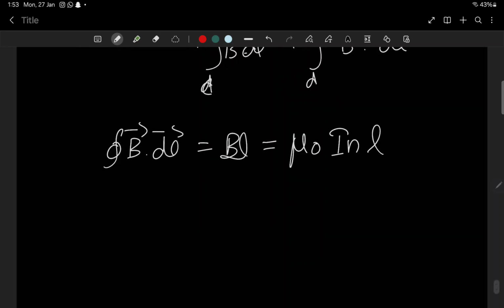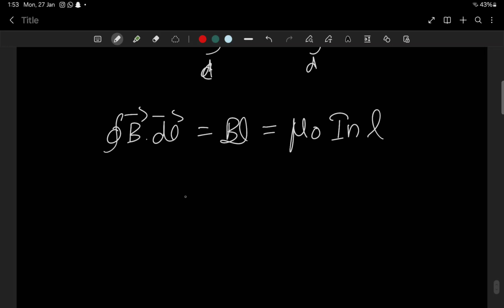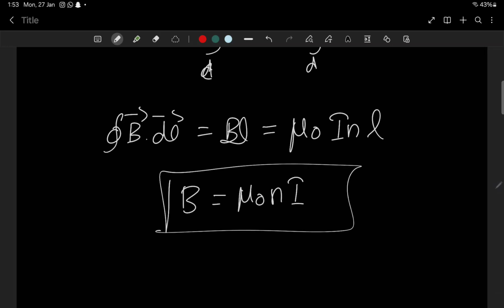B is what? B is mu 0 I N L divided by L, therefore B equals mu 0 N I. Okay, this is the derivation. Just learn this formula. This derivation is such that we can't really understand the meaning of it. It is such a derivation.